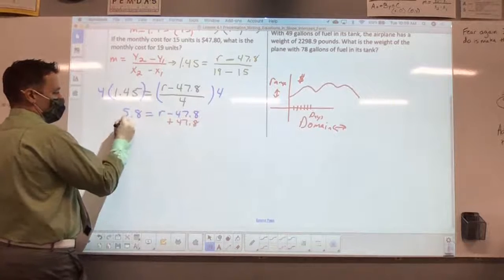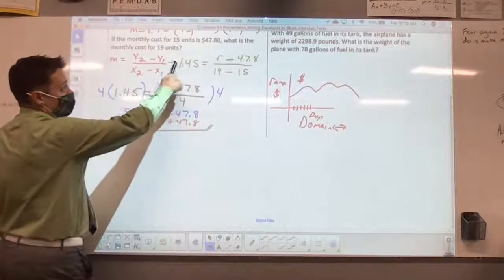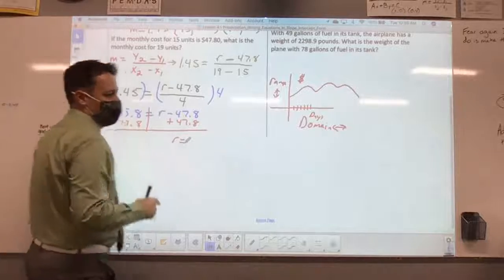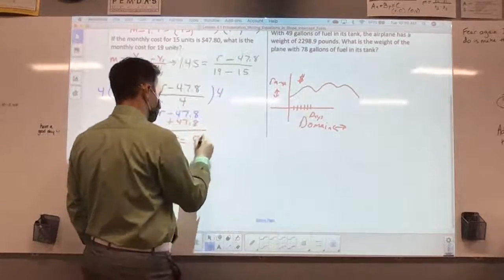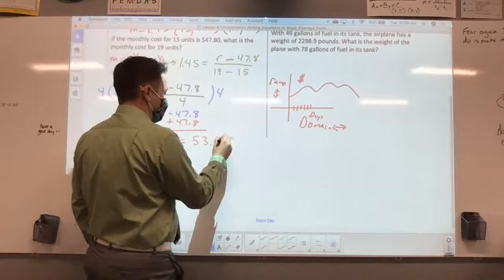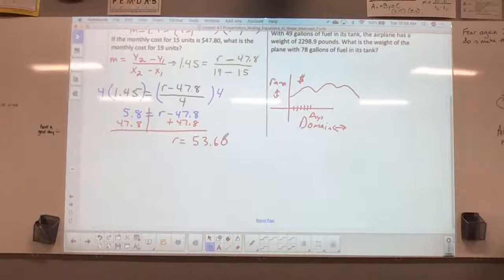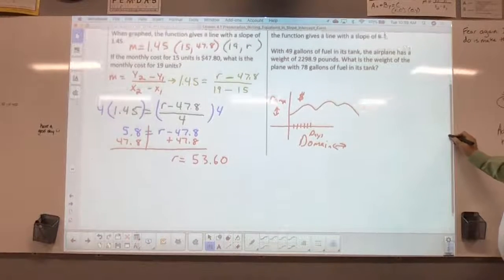So long story short, ladies and gentlemen, what is my point? My dollar amount ends up being r equals, you add those together, you get 53.6. Does that logically make sense? Okay, now this formula might be confusing, but here's what I want you to understand.